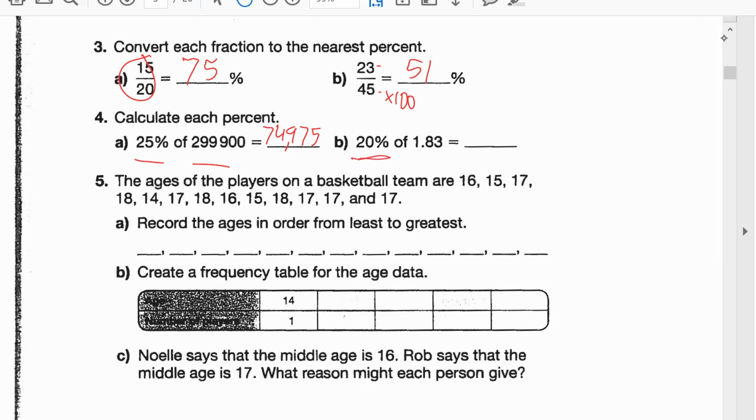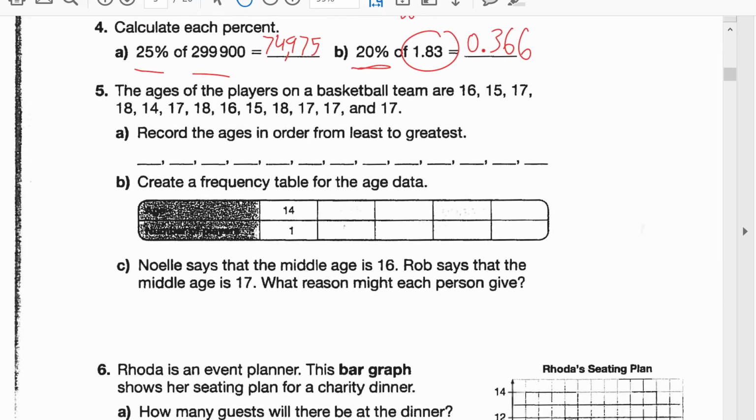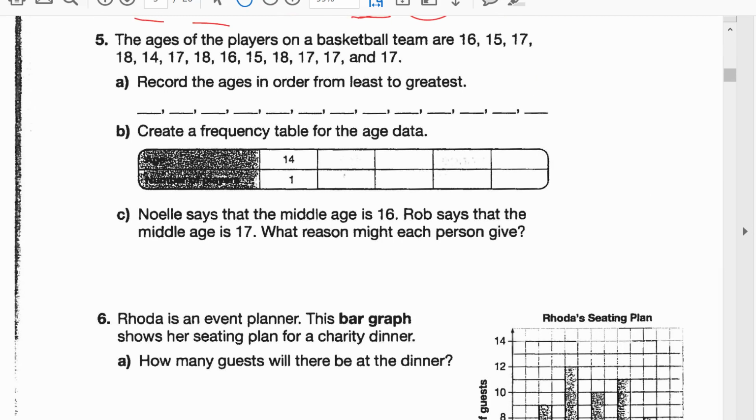Same thing with this one. 20% of 1.83. If you put it in your calculator, it'll be 0.366. So that's how you do that.